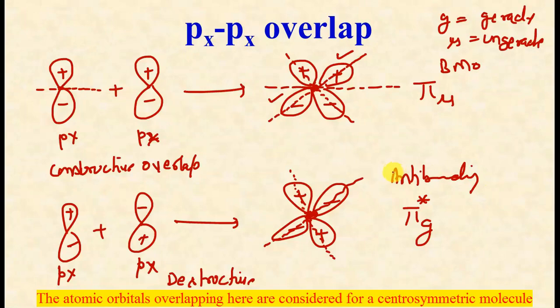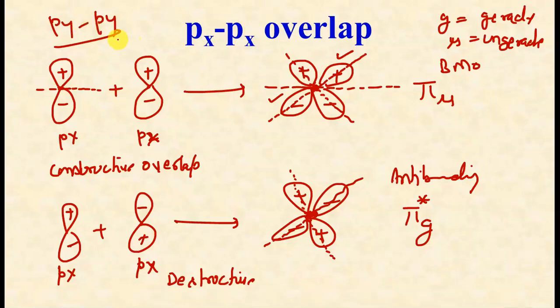So we are getting totally different results as compared to pz type overlapping, where sigma bonding molecular orbitals were symmetric with respect to the center of inversion, and anti-bonding molecular orbitals were unsymmetric with respect to the center of inversion. But in the case of px, and a similar type of overlapping is observed for p pi overlap. So in this case we will also get the same type of symbols for these molecular bonding and anti-bonding orbitals.